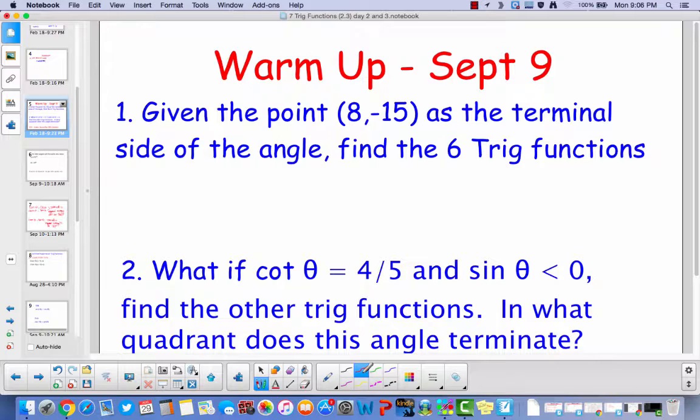Today's lesson is going to be about even and odd functions and using that in the unit circle. Before we start on that, what I'd like you to do is take a look at these two problems. Try these, then compare with your side partner, and then we're going to take some volunteers and have you do those on the board. All right, pause it here so you can try them.